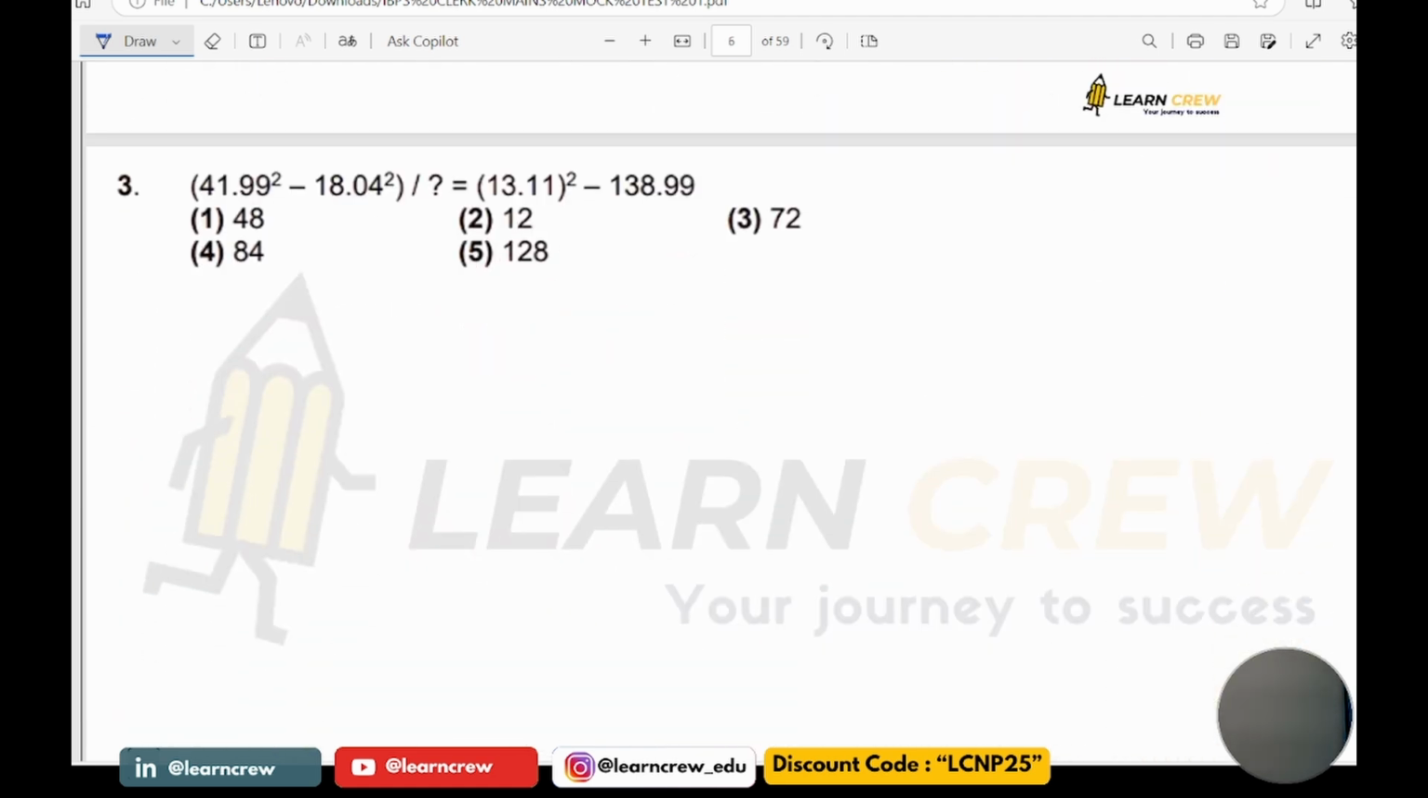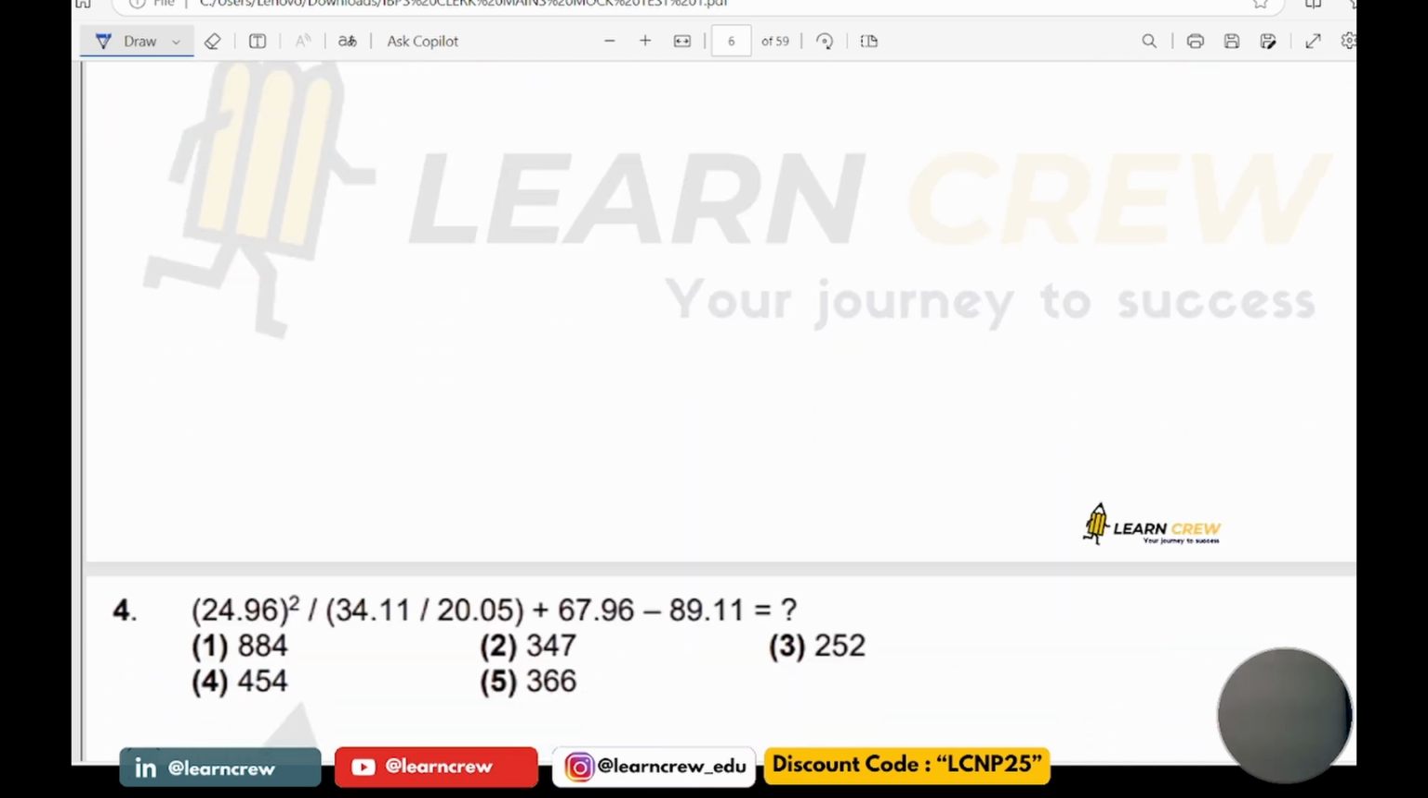Next question. 42 square minus 18 square is equal to 13 square minus 139. 42 square minus 18 square by x, which is nothing but 42 plus 18 into 42 minus 18 divided by 169 minus 139, which is 30. So 60 into 24 by 30. So the answer is 48 after simplification.